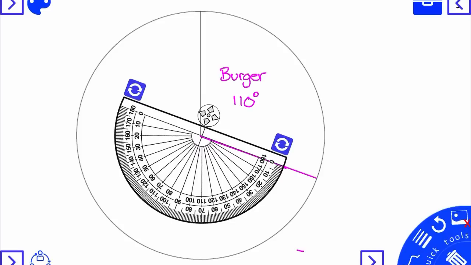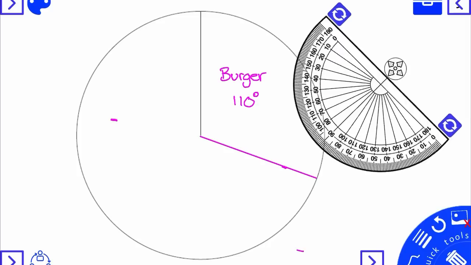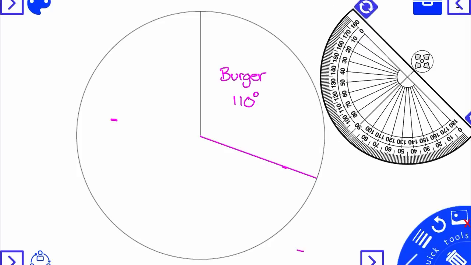From there, we can now measure out the next angle, and the next angle was pie, and it was 170 degrees. So 170 is almost right at the end of the protractor, it's over here. And there we go, we can move our protractor out the way. And we can again get our ruler joining from the centre to the outside of the pie chart, and then again labelling what that part is. So that was pie, and that was 170 degrees. Now our last one was hot dog, I'm just going to write HD, and that was 80 degrees.